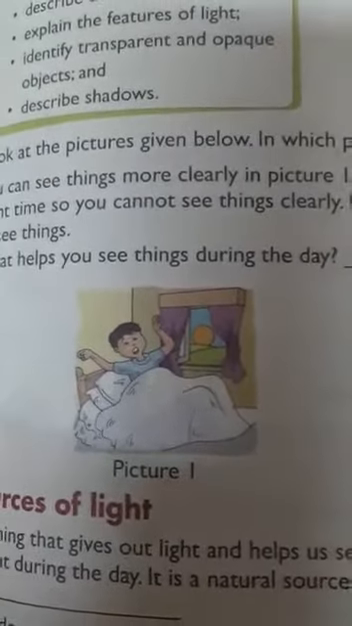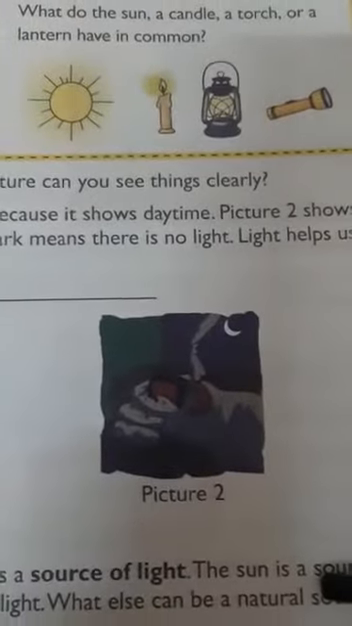Look at the pictures given below and identify in which picture can you see things clearly. Here are two pictures given, picture 1 and picture 2. Which picture can you see clearly? Yes, of course, picture 1, because it shows daytime. Picture 2 shows night time, so you cannot see things clearly. So dark means there is no light.